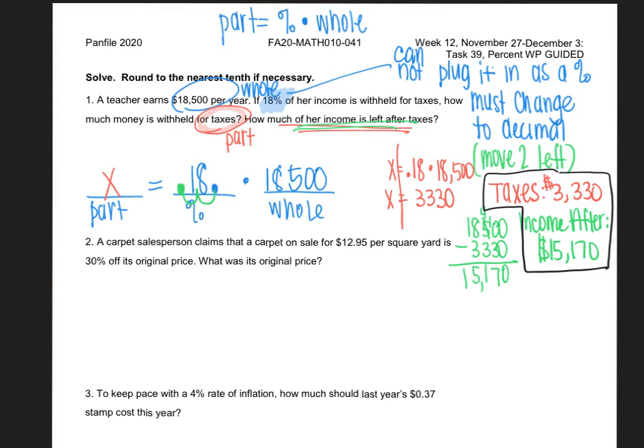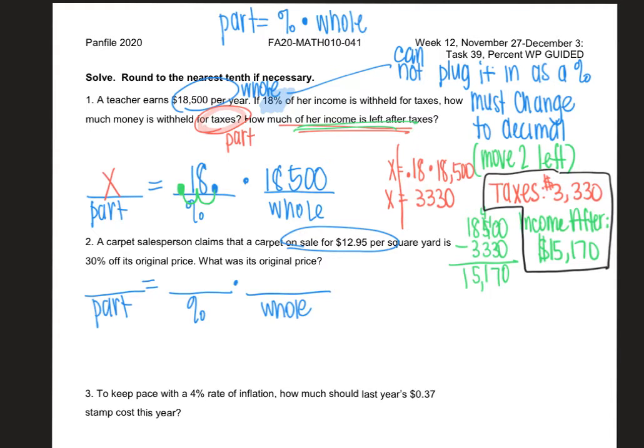All right, so let's try this one. A carpet salesman claims that a carpet is on sale for $12.95, is 30% off its original price. What is the original price? So again, if we're looking at this, part equals percentage of the whole, okay? The on sale price is not the whole amount because we had a price, we took some off of it and we got the $12.95.